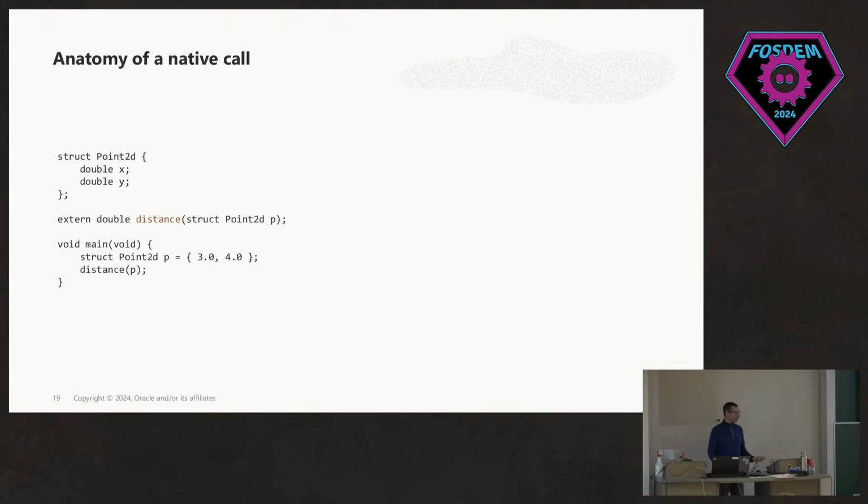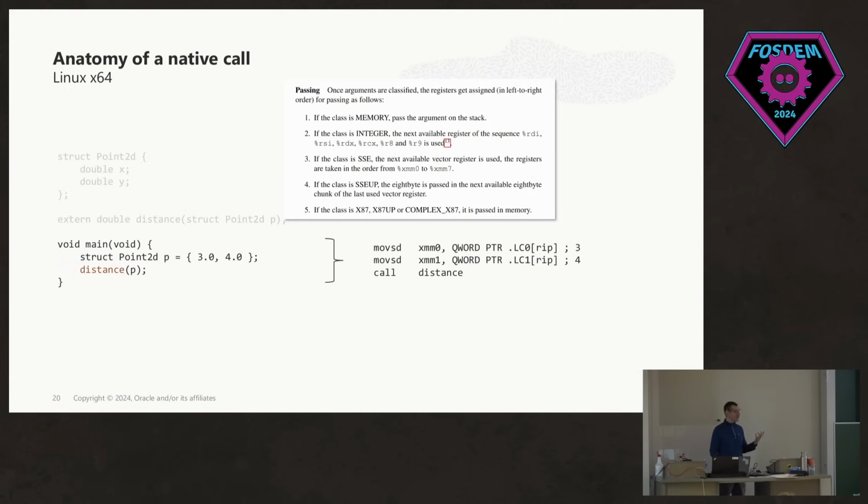So if we are on Linux, we will have to look at some rules called the SysV calling convention, and that tells us that, for example, structs that are as big as the Point2D struct that we have here can have their fields passed in registers. So the only thing that we need to do when calling the distance function is to load the first floating point register with the value 3, the second floating point register with the value 4, then we just jump to the function.